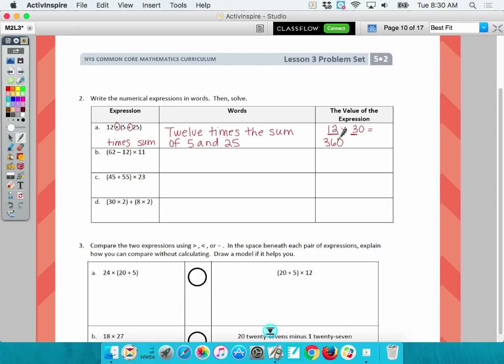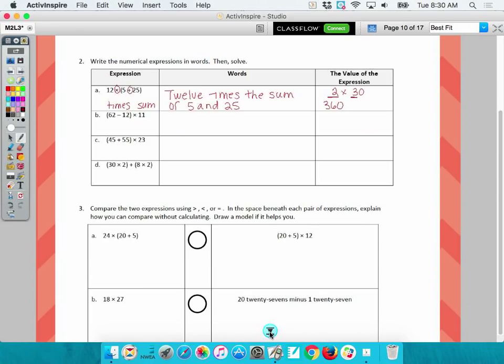Do you need to borrow a pencil? No. You got it? Okay. All right, let's take a look at the next one.